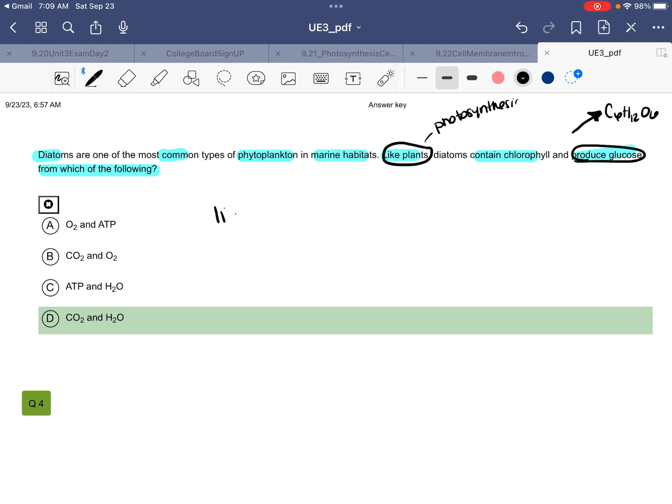So we have light plus carbon dioxide plus water to produce glucose and oxygen. So remember, this is our glucose.